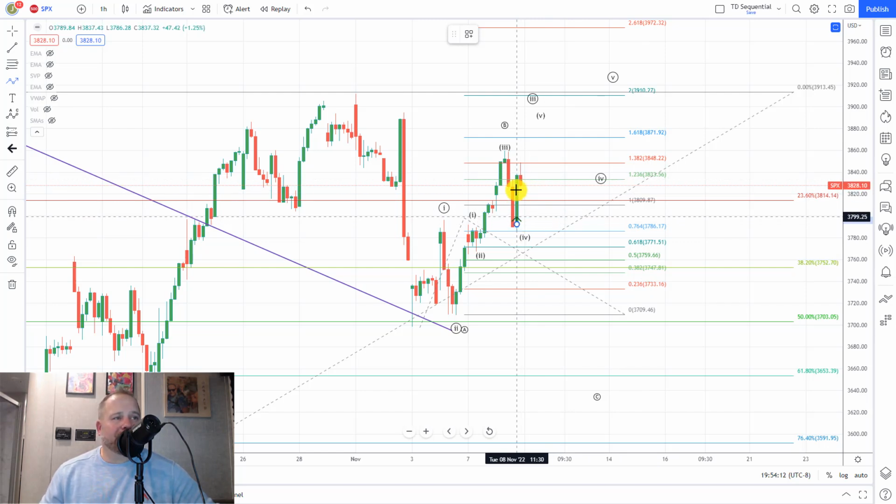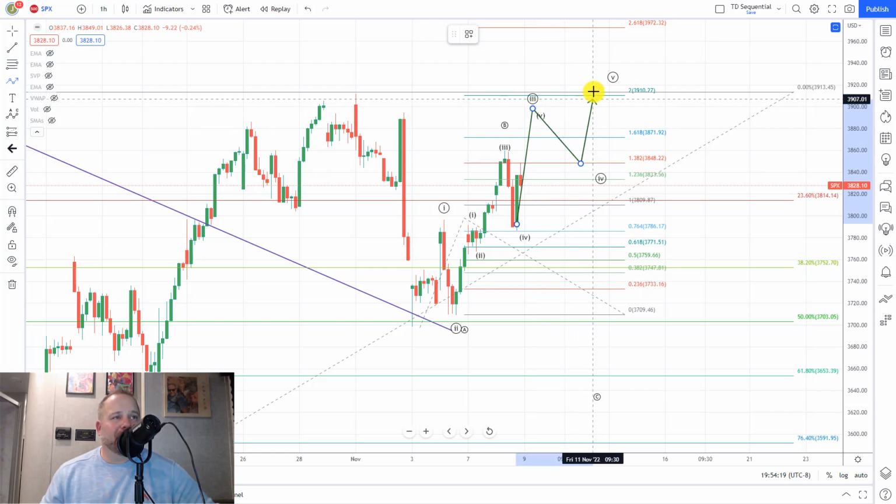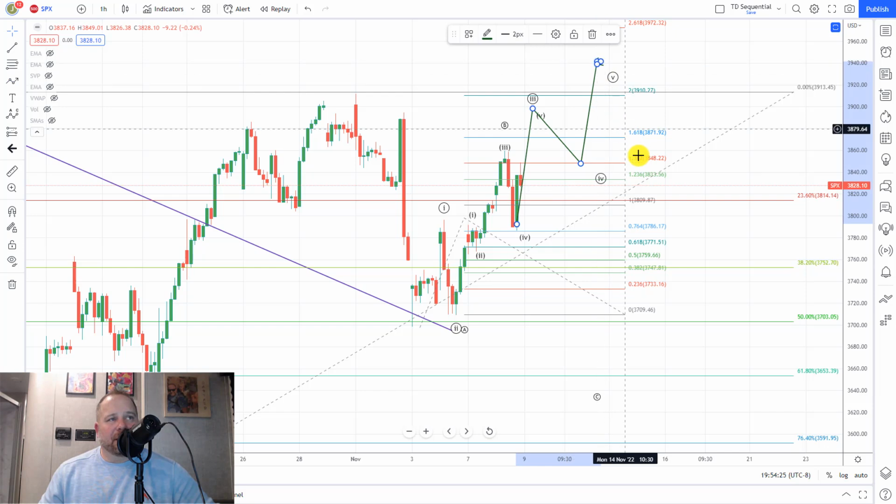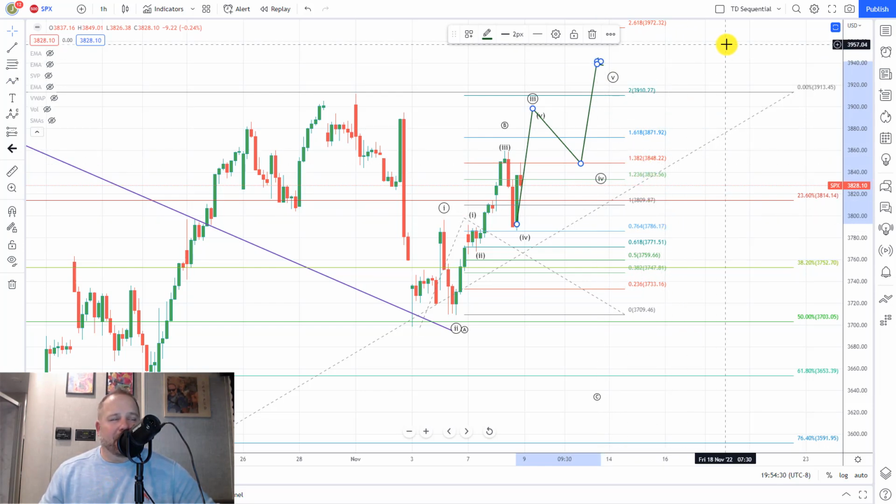From here, we would expect them to continue up toward the 3690 area, pull back in bigger wave 4 towards 3850, and then back up over the 3900 area to complete wave 1 of C. If they can do that, then we would look for a pullback in 2 and then another run up from there, completing the C wave up toward the 4200 area.